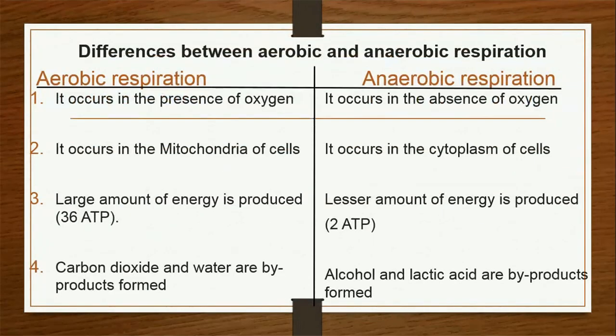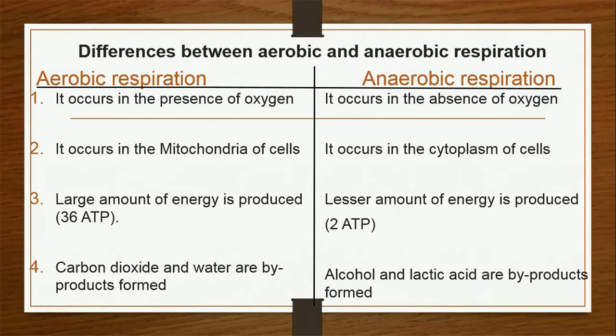Let's discuss the differences between aerobic and anaerobic respiration. Here we have aerobic respiration, and on the other side we have anaerobic respiration. Number 1, aerobic respiration occurs in the presence of oxygen. That is quite easy to mention, while anaerobic respiration occurs in the absence of oxygen. Number 2, aerobic respiration occurs in the mitochondria of cells, while anaerobic respiration occurs in the cytoplasm of cells.